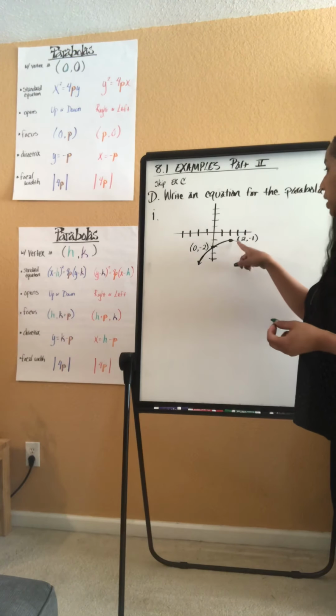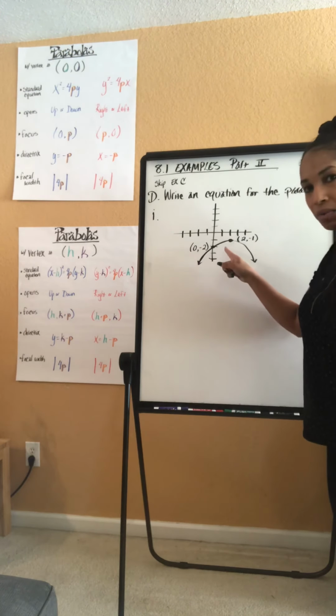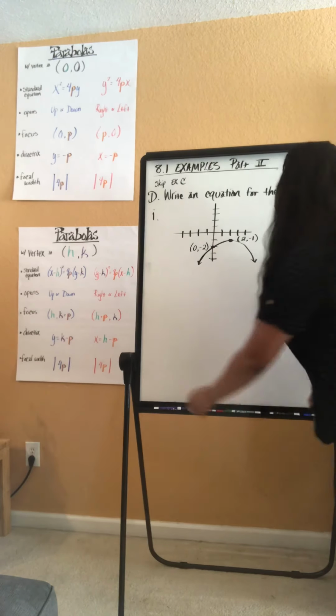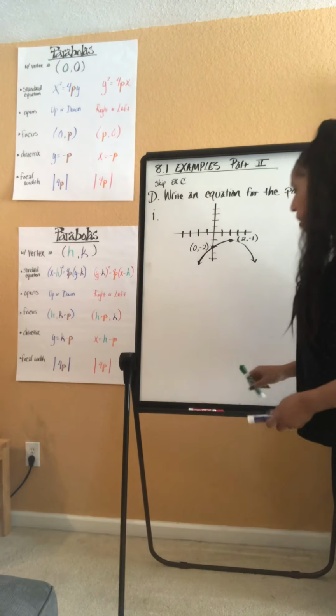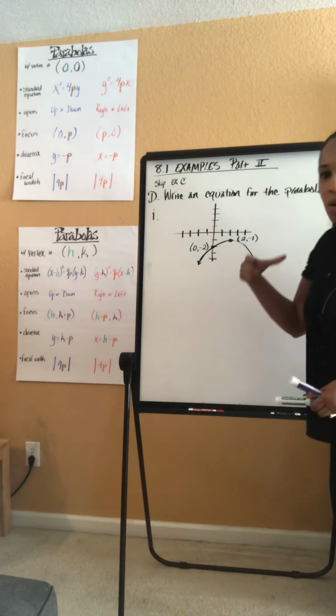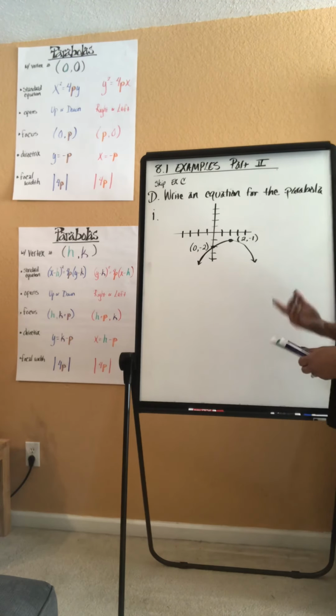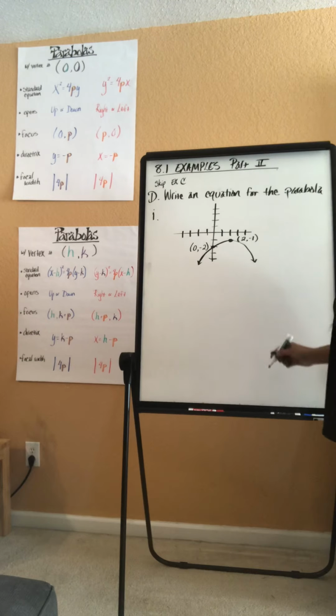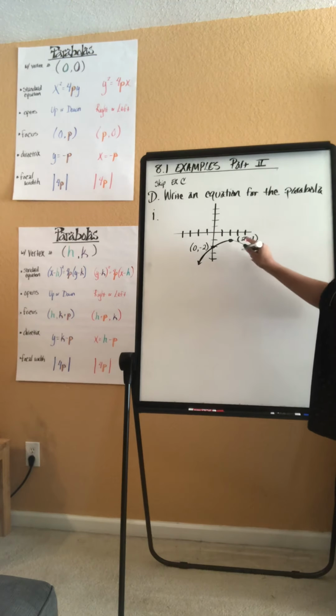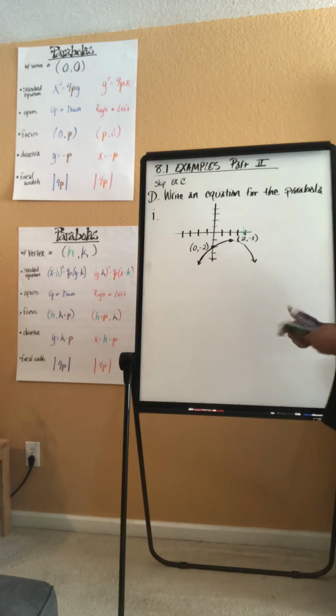In this case, they give me this point right here, which is my vertex, right? I know that the middle of my parabola is my vertex. It's your maximum or your minimum of your parabola. And I know that my vertex is my h and my k. So they gave me 2, -1 from my vertex. That means that 2 is my h and -1 is my k.